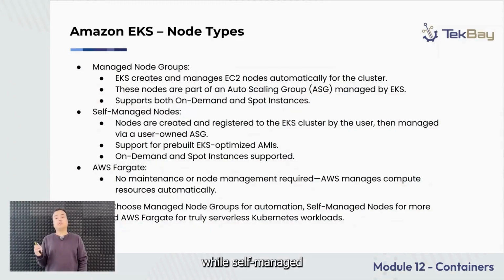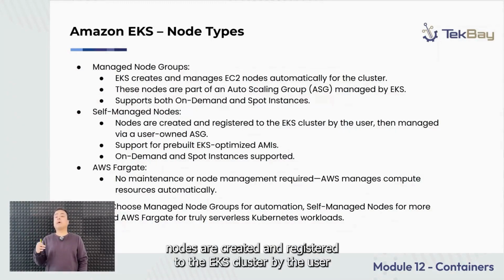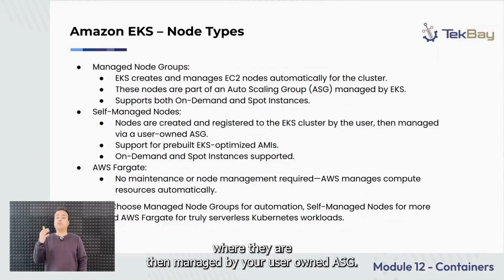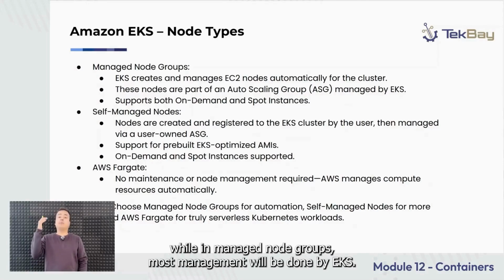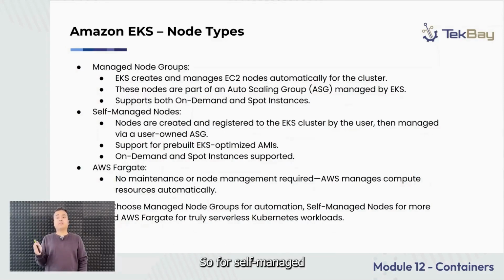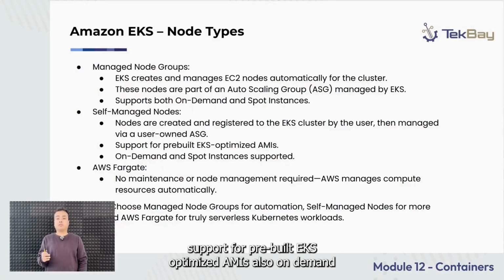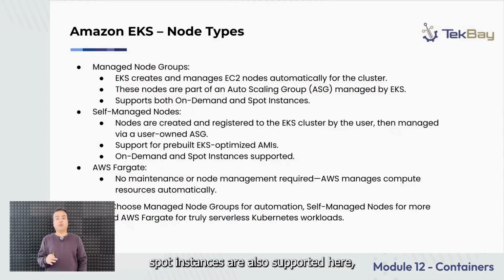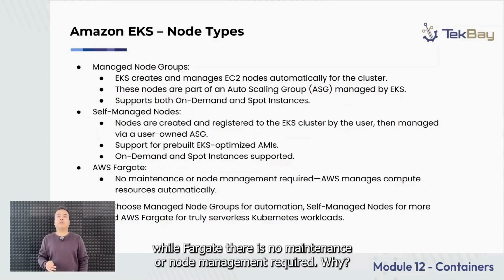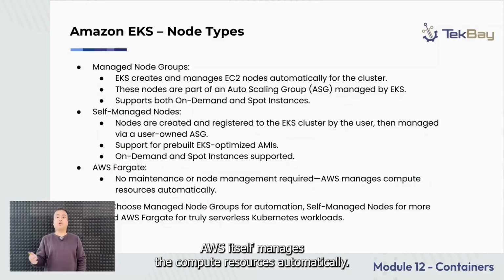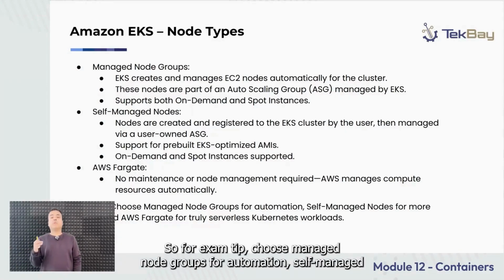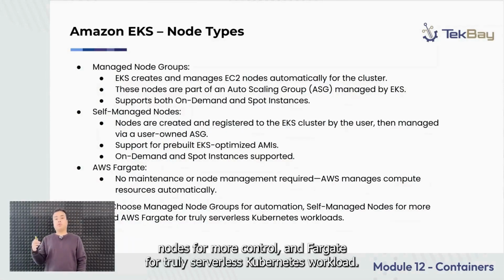While with self-managed nodes, nodes are created and registered to the EKS cluster by the user, and are then managed by your user-owned ASG. In self-managed, you have to do more of the management yourself, while in managed node groups, most management is done by EKS. Self-managed supports pre-built EKS optimized AMIs, and on-demand and spot instances are also supported here. With Fargate, no maintenance or node management is required, because there are no servers; AWS itself manages the compute resources automatically. So choose managed node groups for automation, self-managed nodes for more control, and Fargate for truly serverless Kubernetes workloads.